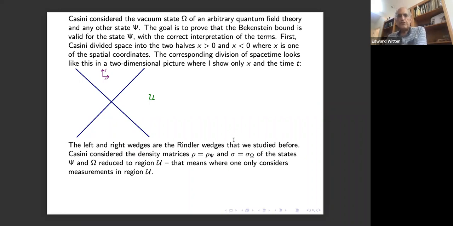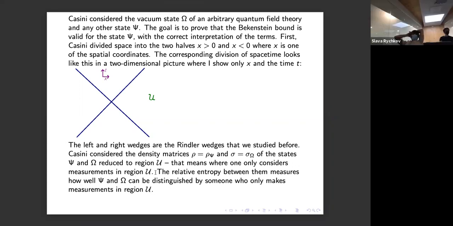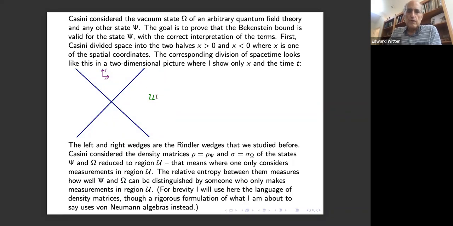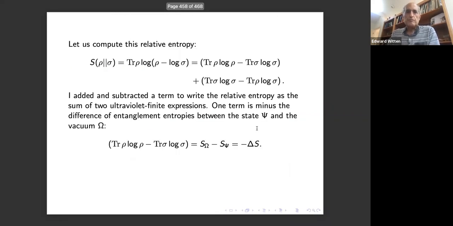So now Casini considers the density matrices rho psi and sigma omega of the states psi and omega reduced to the region U. That means where one only considers measurements in region U. The relative entropy between them measures how well psi and omega can be distinguished by someone who only makes measurements in this region. So here I'm using the language of density matrices, though von Neumann algebras are more rigorous.